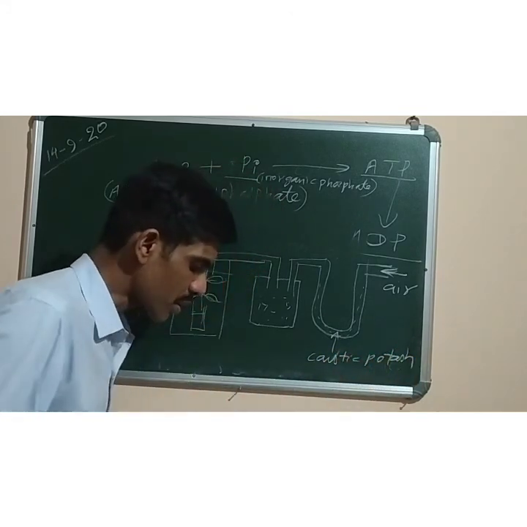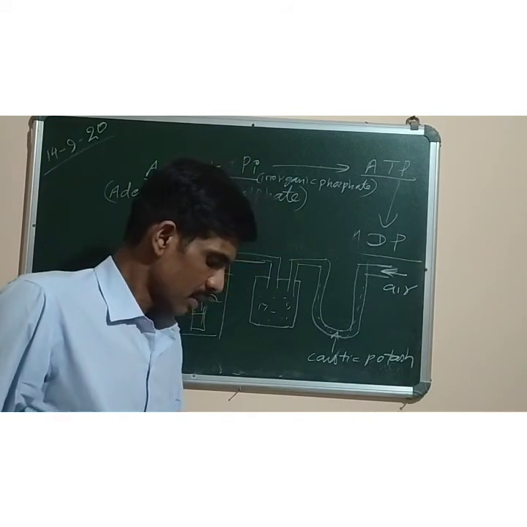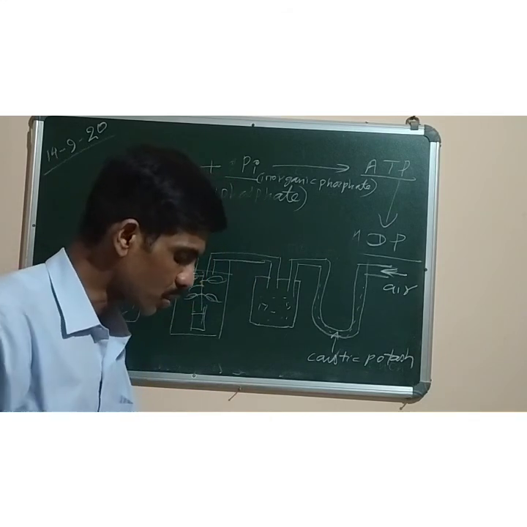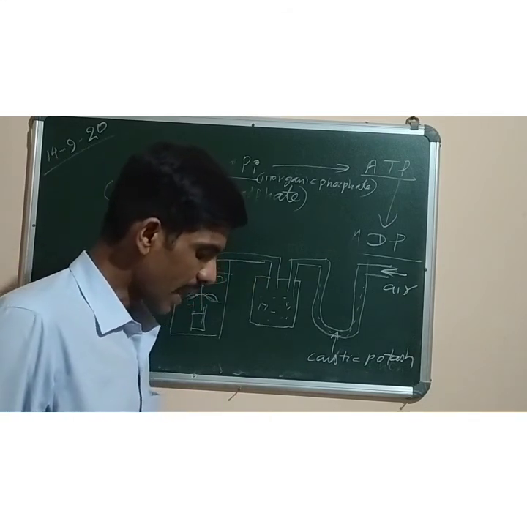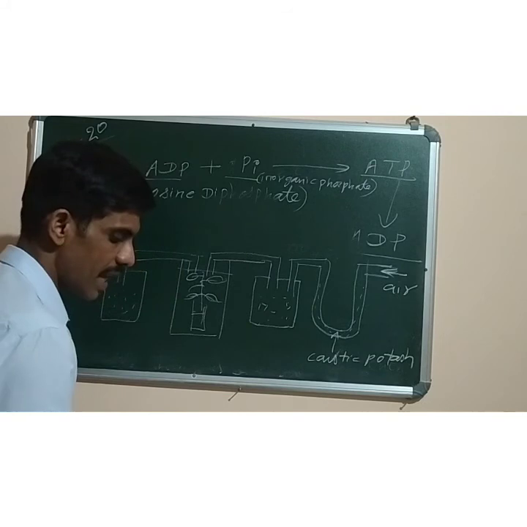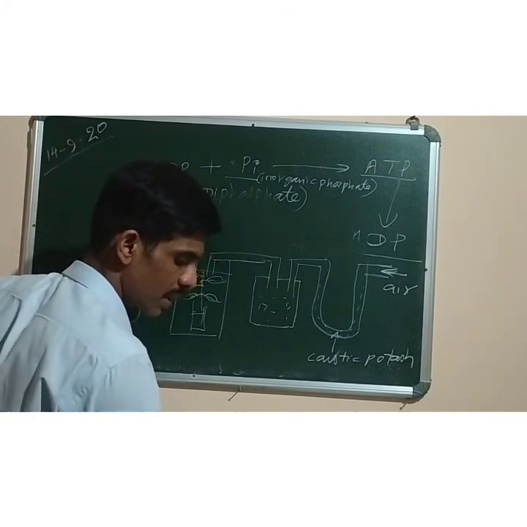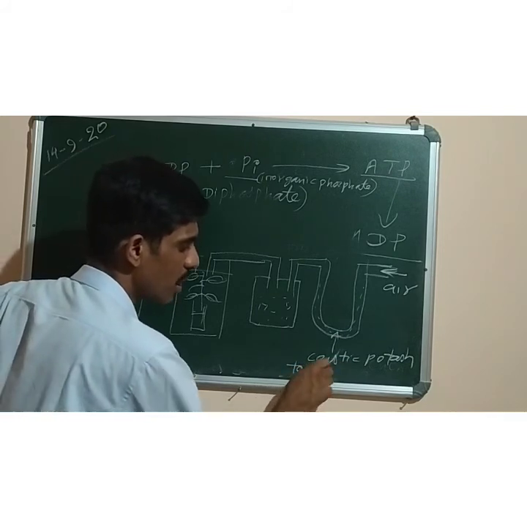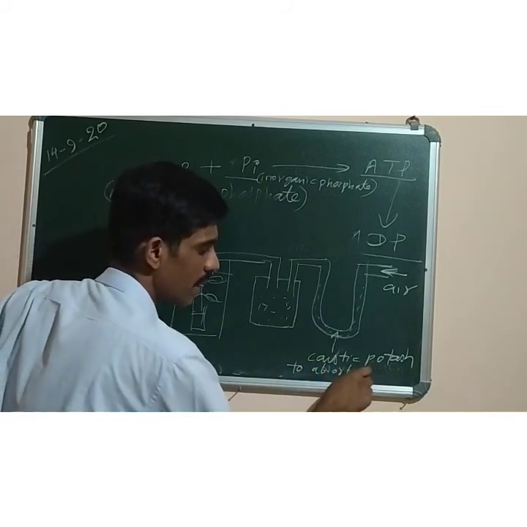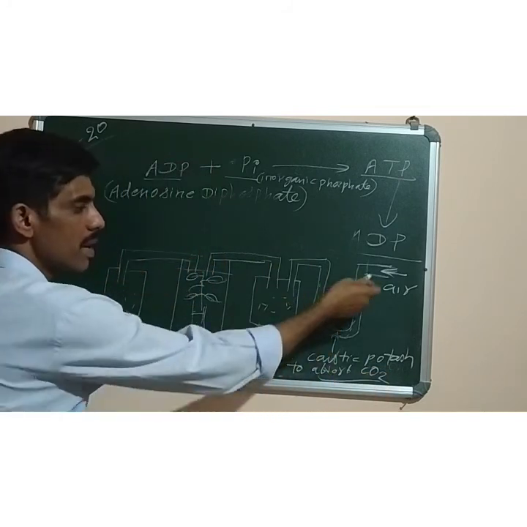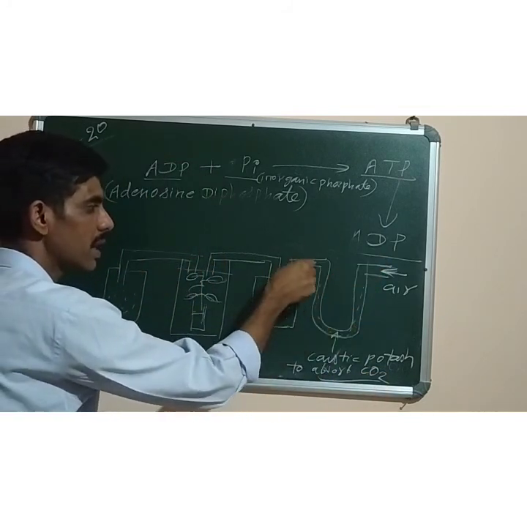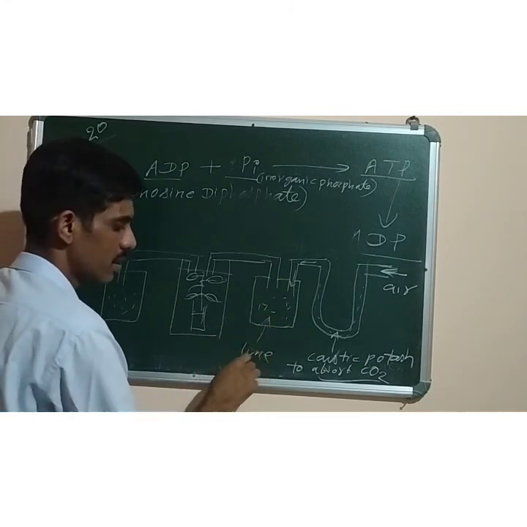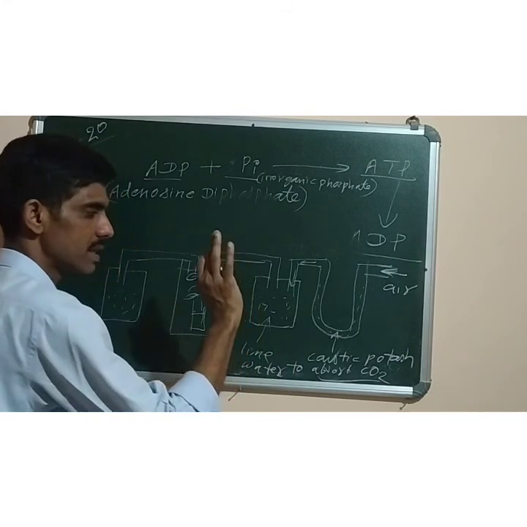Caustic potash is written there. The function of this caustic potash, okay, air from the atmosphere comes through the soda lime, so that the CO2 content of the air gets absorbed in the soda lime. So soda lime or caustic potash which is there, the function of this one is to absorb carbon dioxide. So carbon dioxide gas is absorbed. Now air is without carbon dioxide, it comes inside this lime water. So there is no change in the lime water. So here the color of lime water will be as it is, no changes.